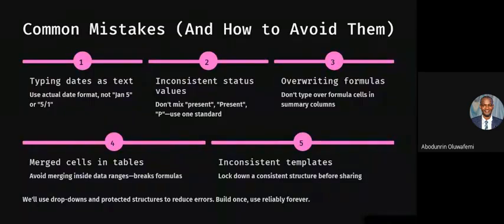So common mistakes and how you can avoid them. Typing dates. You should use the right format when you are typing your dates, just like we did now. I can also validate it using the same data validation. Then inconsistent status. Instead of typing present, absent, you use the data validation drop-down menu, so that you can be consistent with whatever you are writing.